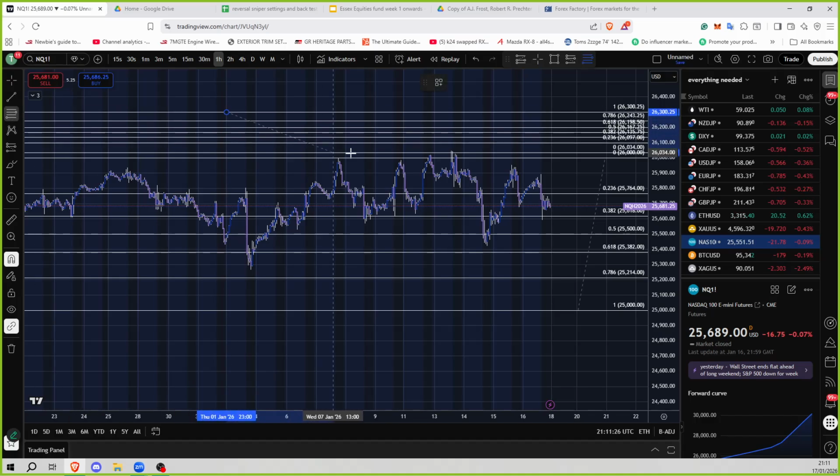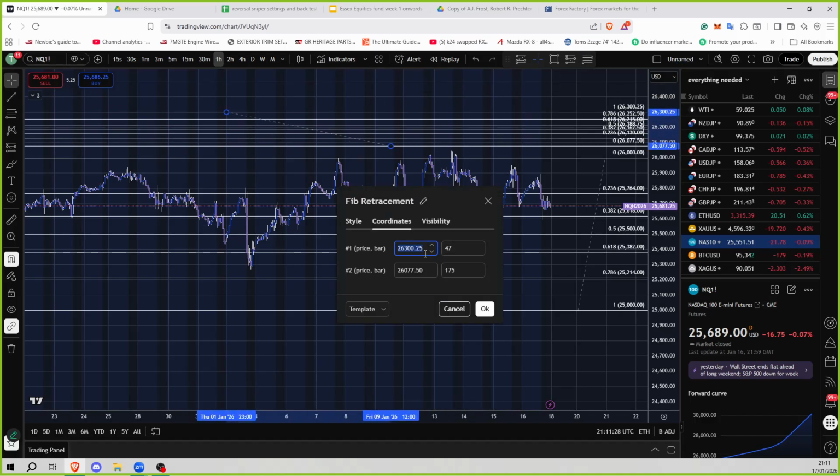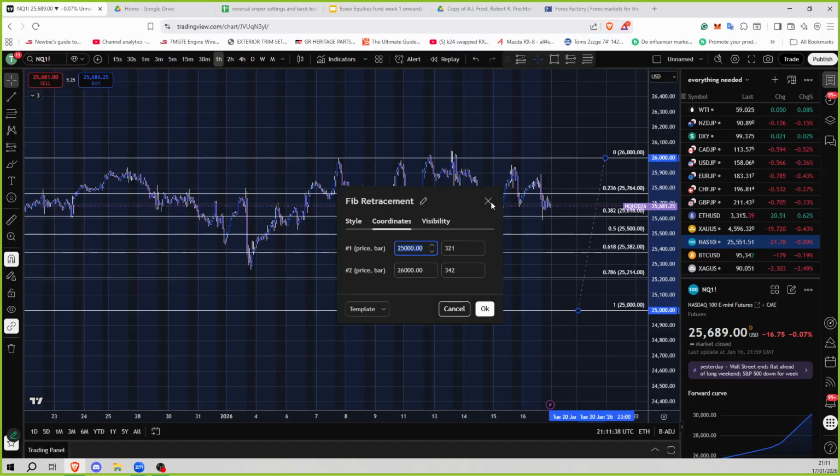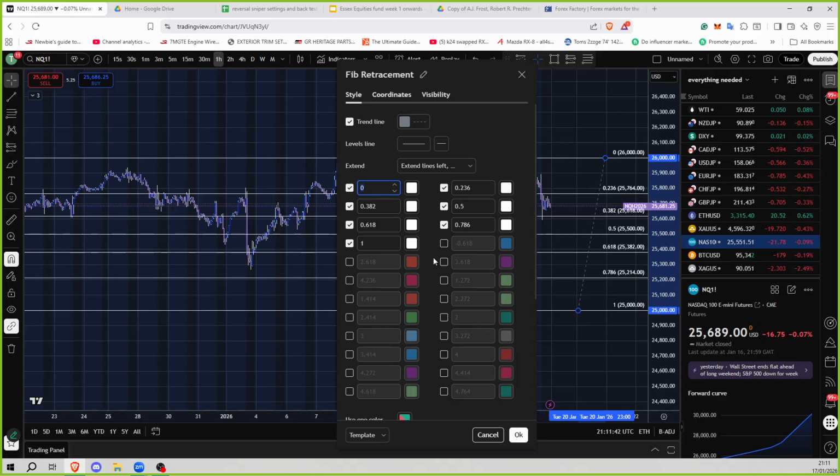Key point of note: when I draw them, I always make this the small number and this the big number, which means it's technically drawn upside down. The numbers I use in the middle are those. So they're all relatively normal numbers for a fib retracement.